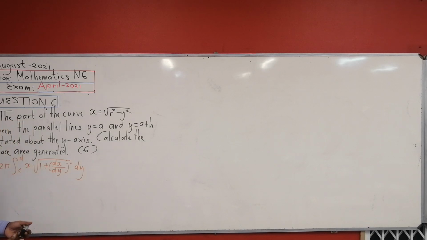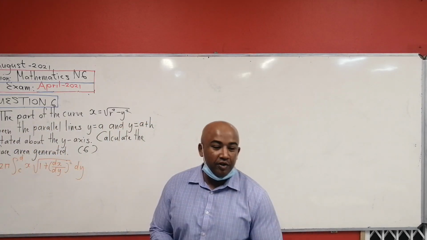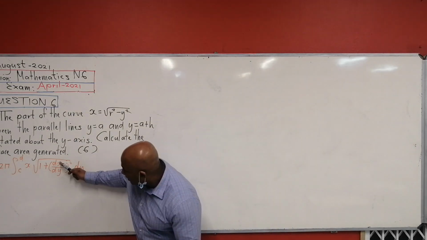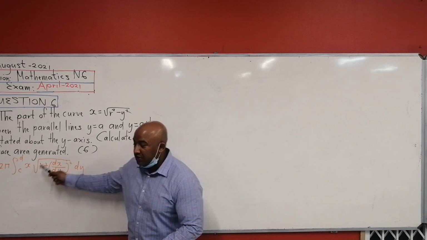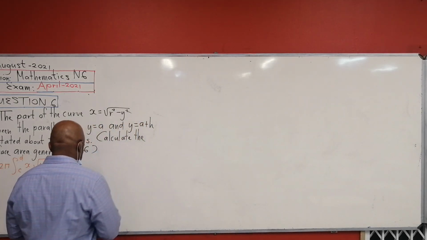First of all, this is the surface area formula. You'll find it on pages 6 and 7 of your formula sheets. What must we do? We need to find dx/dy, square it, and add 1. That's the simplification part. Okay, let's see what happens.